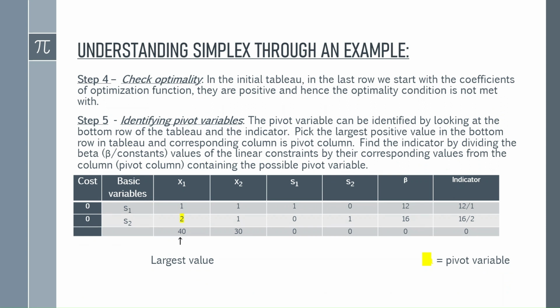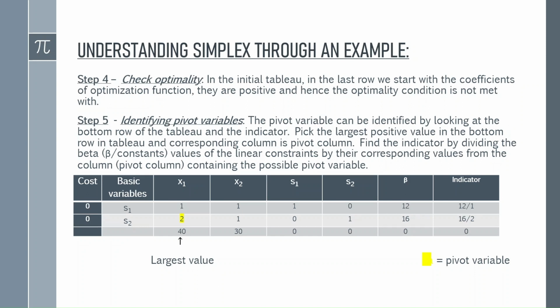Step 4. Checking optimality. Initial table in the last row, we start with coefficients of the optimization function. They are positive and hence optimality condition is not met with. Identifying pivot variables. Step 5. The pivot variable can be identified by looking at the bottom of the table and the indicator. Pick the largest value in the bottom. Corresponding column is pivot column.